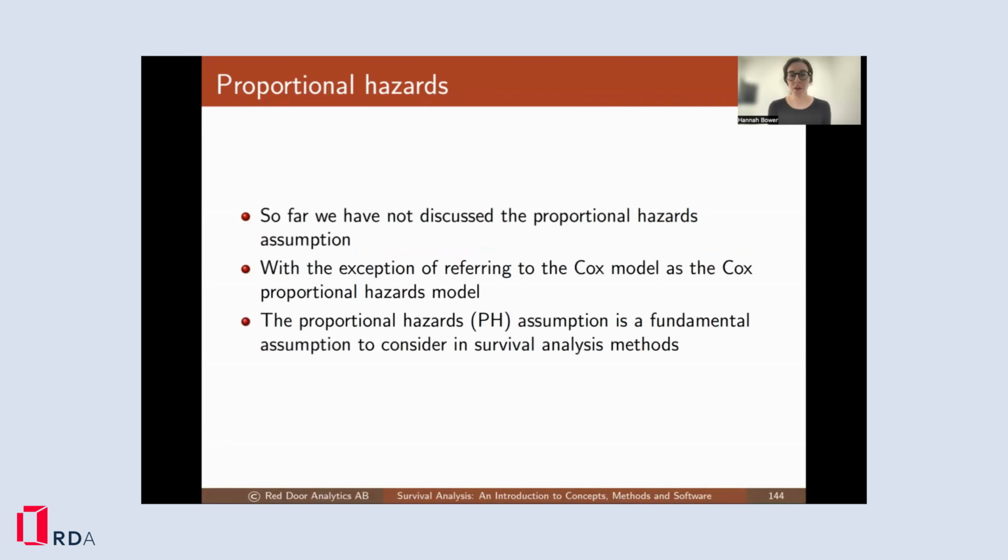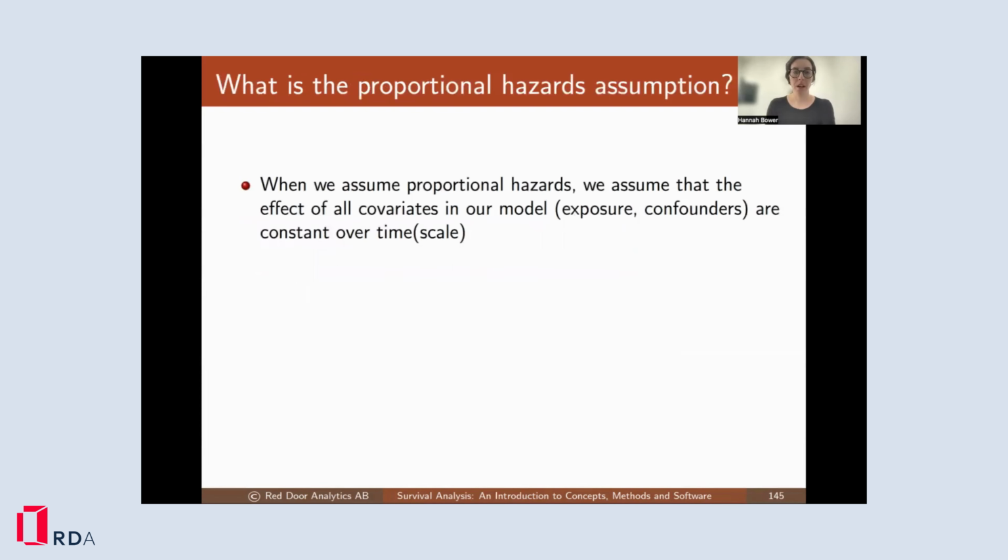So this proportional hazards, or PH, as it may be written in the slides, assumption is a fundamental assumption to consider in survival analysis methods when modeling. So what is this assumption? Well, when we assume proportional hazards, we assume that the effects of all covariates in our model, exposure or confounders, are constant over the time scale. So what I mean by this is that any hazard ratios are constant across the time scale.